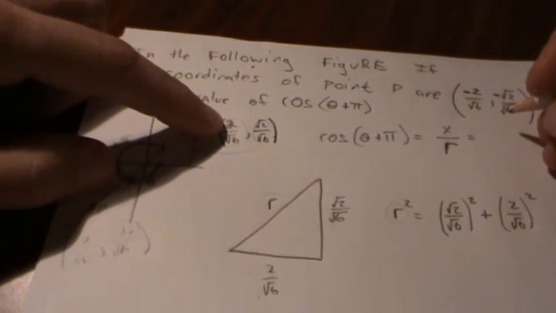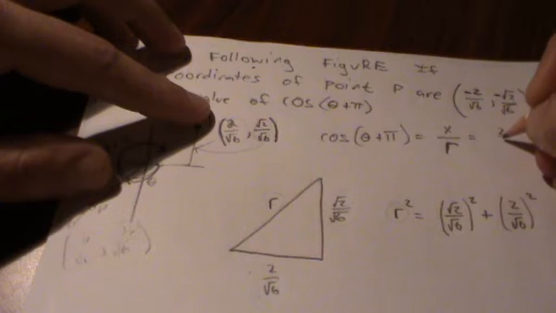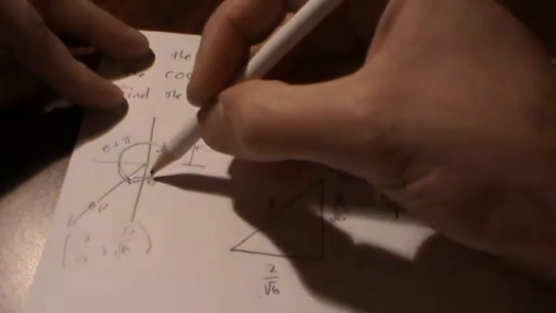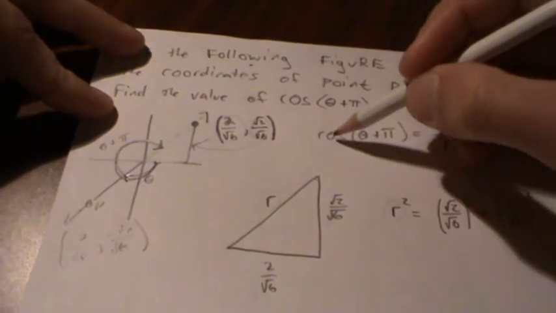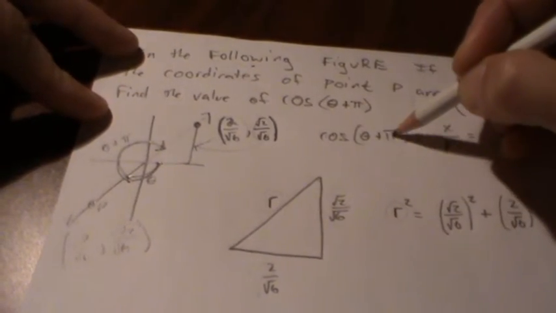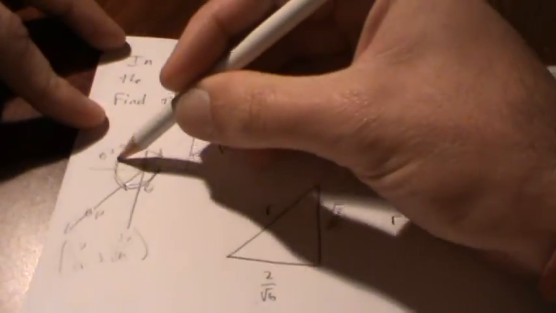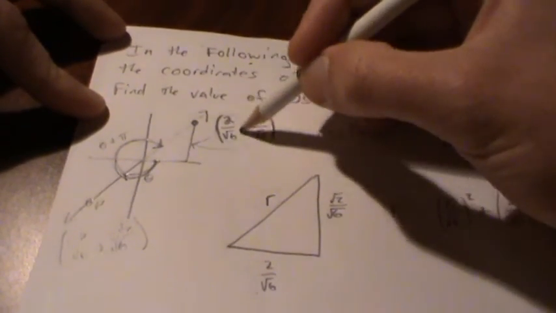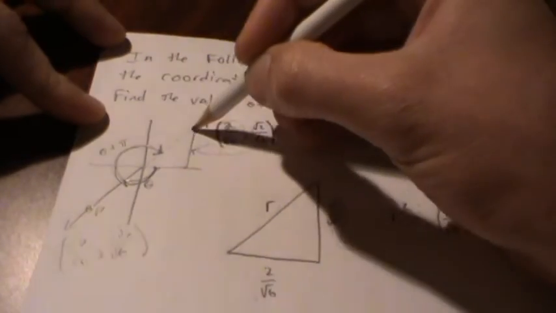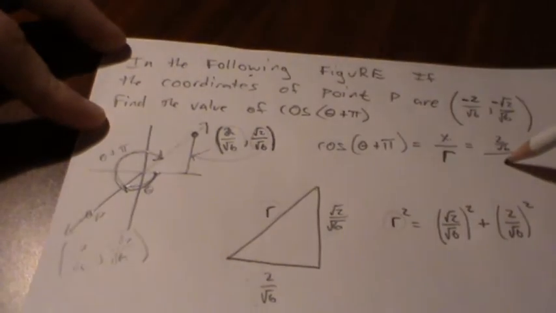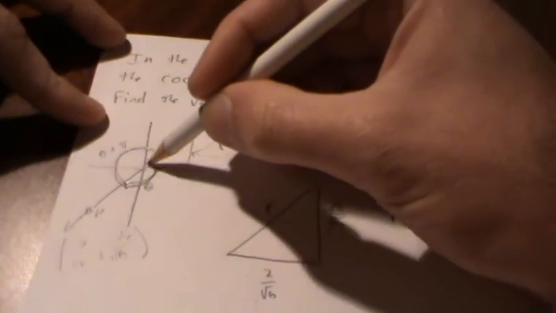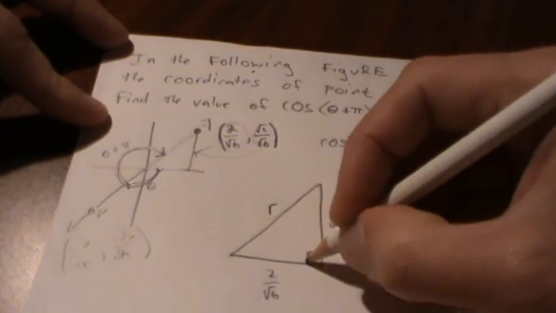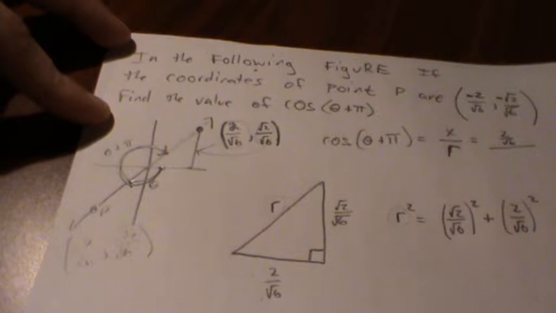I do know that the x-coordinate is 2 square root of 6. The x-coordinate of this angle, because I'm trying to find cosine of theta plus pi. So theta plus pi is here. So I need to go get the x-coordinate, put it there, and I need to get the radius and put it here. But the radius is this distance, and I need to find it using this triangle. And so I do the Pythagorean theorem.